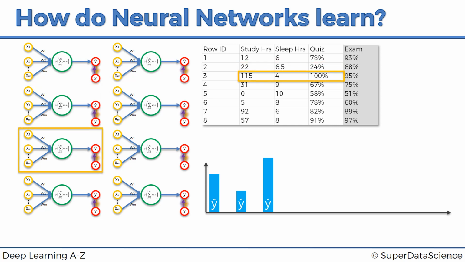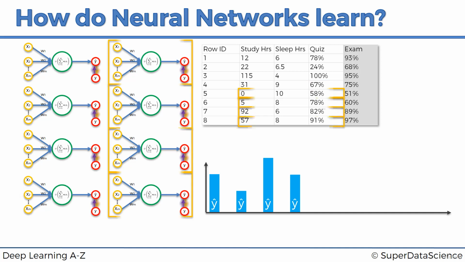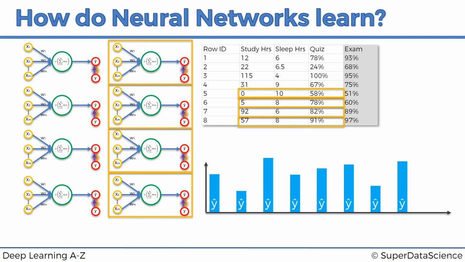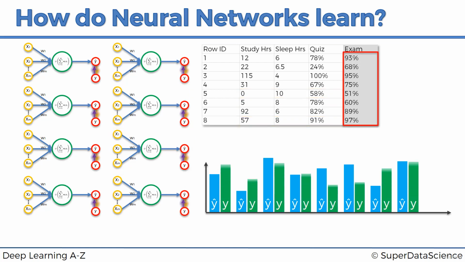Then again, it's happening again. That's third row, fourth row. There's our y hat for the fourth row, and so on. Basically, then we get the same values for the remaining 4 rows as well. So every time we just feed a row into our neural network, we get a value. Then we compare to the actual values. So there are the actual values. For every single row, we have an actual value.